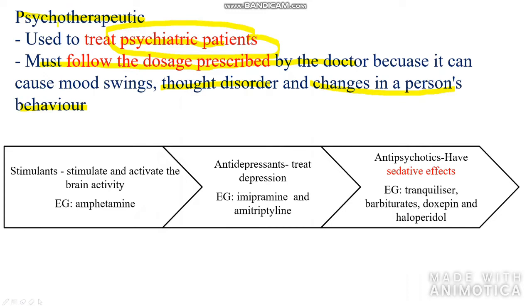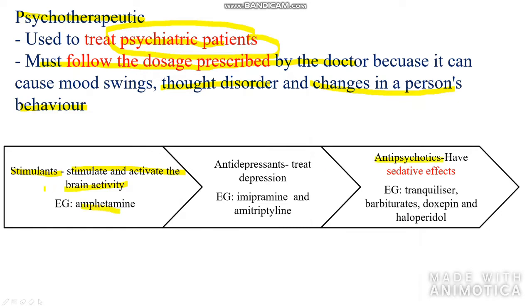Okay, so there are 3 types of psychotherapeutic drugs. The first one is stimulant. Stimulant maksudnya stimulant drug ini dia boleh stimulate central nervous system and activate the brain activity. For example, amphetamine. And for the next one, we will look at antipsychotic.